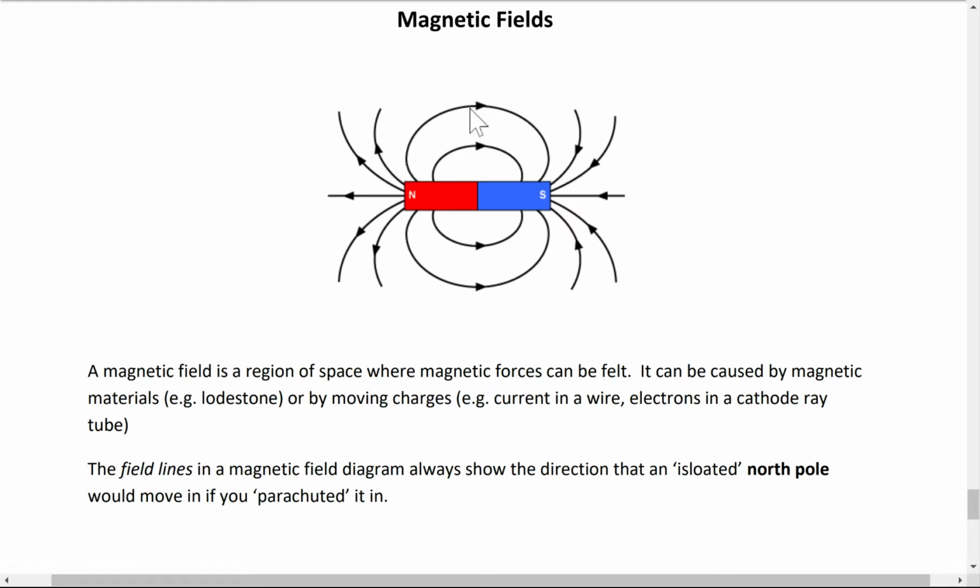So what's happening here again is, think of, as I said the last time, parachuting in a plus charge for an electric field. We'll parachute in a north pole here. If you could isolate a north pole and parachute it in, what will happen to it? A north pole will be pushed by this north pole here and pulled by a south pole, which is the opposite. So again, just like charges, there's a similarity here. Like poles repel, unlike poles attract. So a north pole will be pushed from here and pulled along here towards the south pole, and that's why those field lines have the arrow going in that direction.